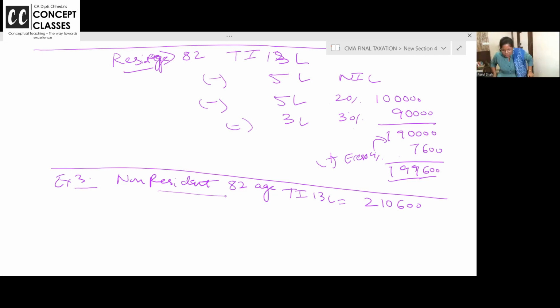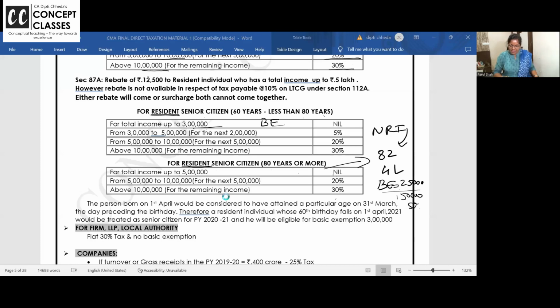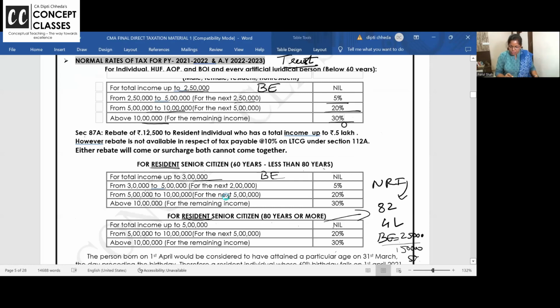Now let us talk about a concept called rebate and surcharge in this. What it is, let us check it out. Rebate under section 87A, up to 12,500 to a resident individual, only individual, not HUF, AOP, BOI, resident individual who has total income up to 5 lakh. However, rebate is not available in respect of tax payable at the rate of 10% on long-term capital gain. This I'll tell you in the special income.